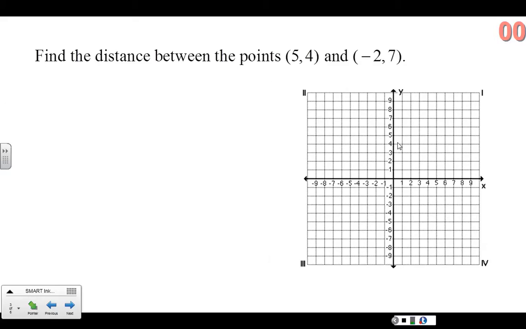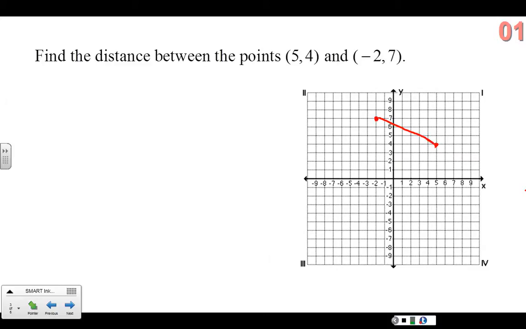So here's an example. You've got the point 5, 4, so I'm going to plot that in the coordinate system to kind of show you what we're talking about. So I'd go over 5, up 4. Okay, and then negative 2, 7, we go 2 to the left, up 7. So those are my 2 points. We want to find the distance from one point to the other, the length of that segment.